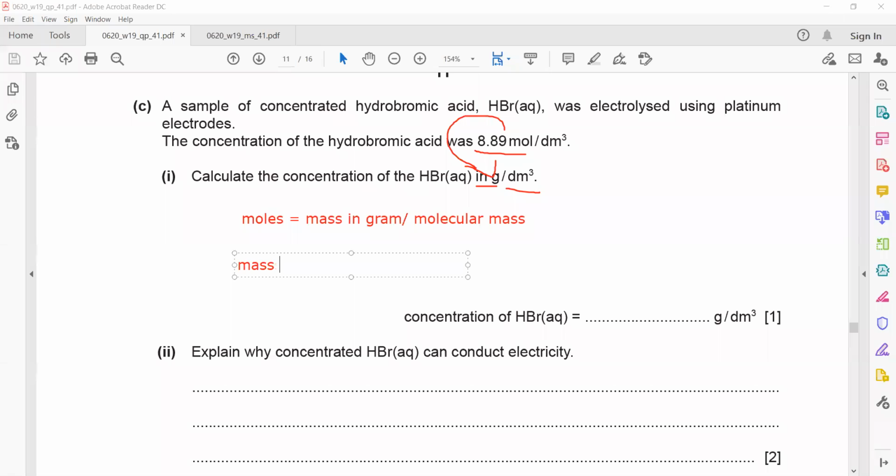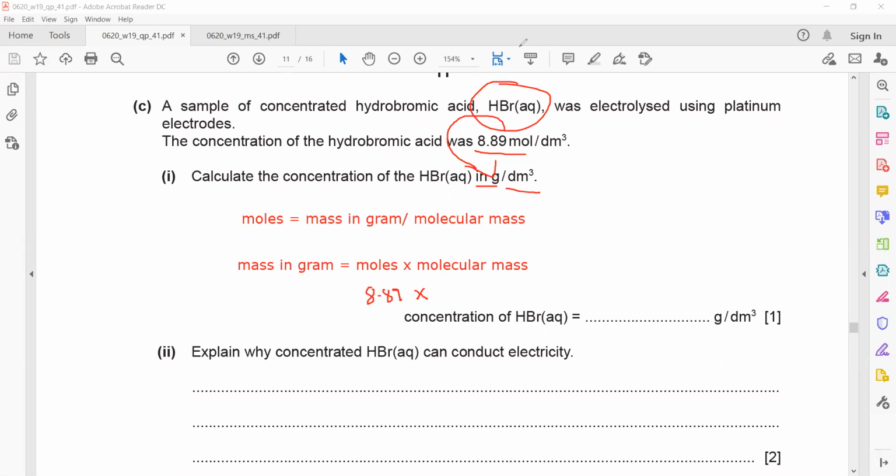But you need mass in gram. So mass in gram is equal to moles multiplied by molar mass or molecular mass. So moles, that's 8.89. But what about molecular mass? How to find a molecular mass?